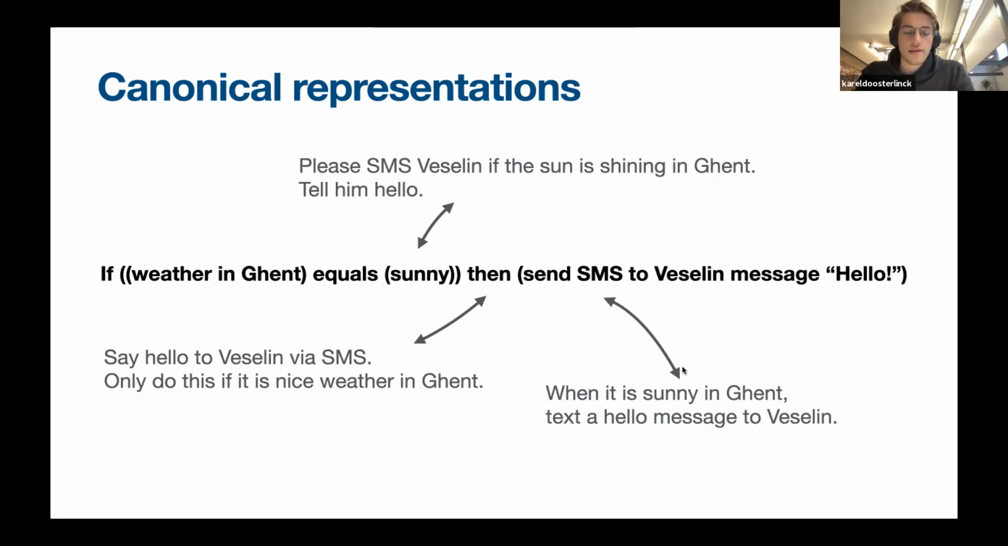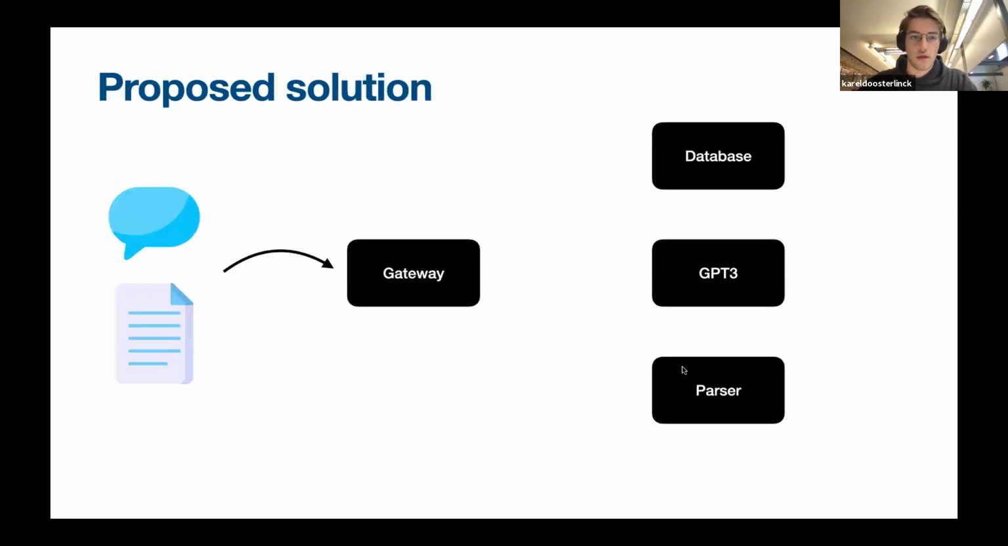Our idea is to tackle this problem, instead of trying to tackle the whole language space and translate that into rules. We'll try to translate natural language into this canonical language, and then we can easily parse this. The idea is that that should be way more robust and extendable in the future. So for the proposed solution, I made a couple of microservices. We have a gateway, a database, then a machine learning model, GPT-3, and a parser.